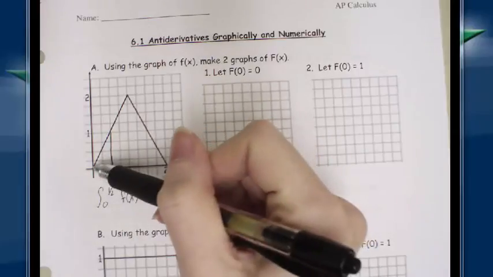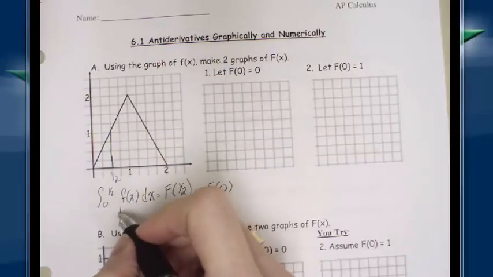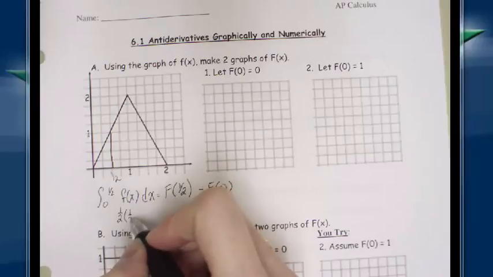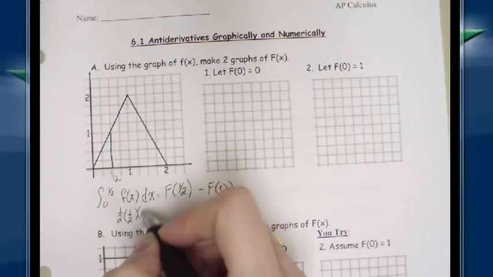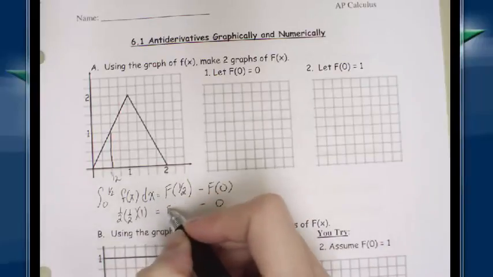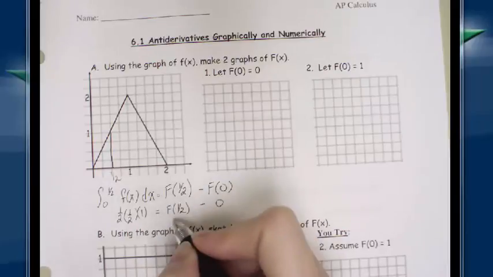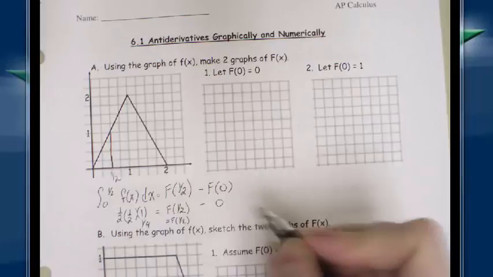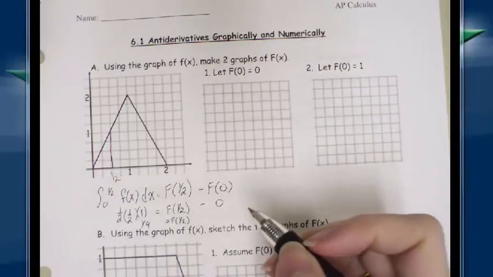We're going to go right here. This is going to be 1 half times 1 half times a height of 1, and voila, F of 1 half is 1 fourth, because adding over 0 was pretty darn easy.